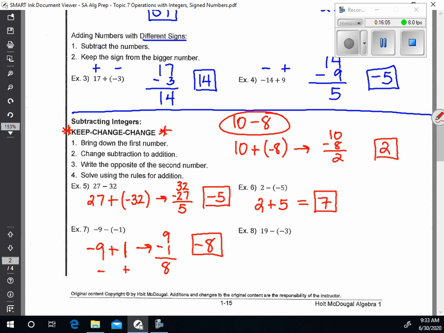Then lastly, problem 8, 19 minus -3. Keep the first number, change subtraction to addition, take the opposite of the second number. The opposite of -3 is +3. 19 plus 3 gives you 22.